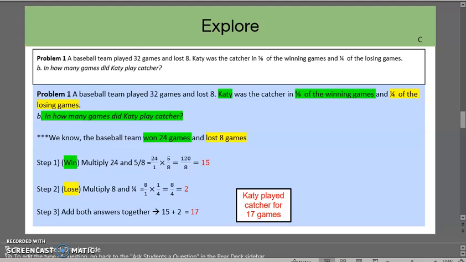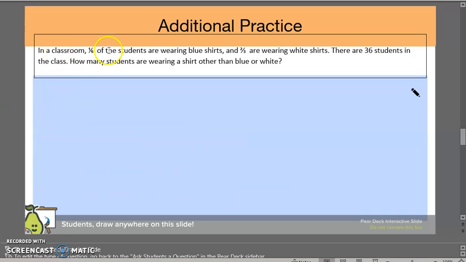And here it is. In a classroom, 1/6 of the students were wearing blue shirts and 2/3 were wearing white shirts. There are 36 students in the class. How many students are wearing a shirt other than blue or white? So I encourage you to pause the video and we're going to work through the problem and look at strategies on how to solve it.